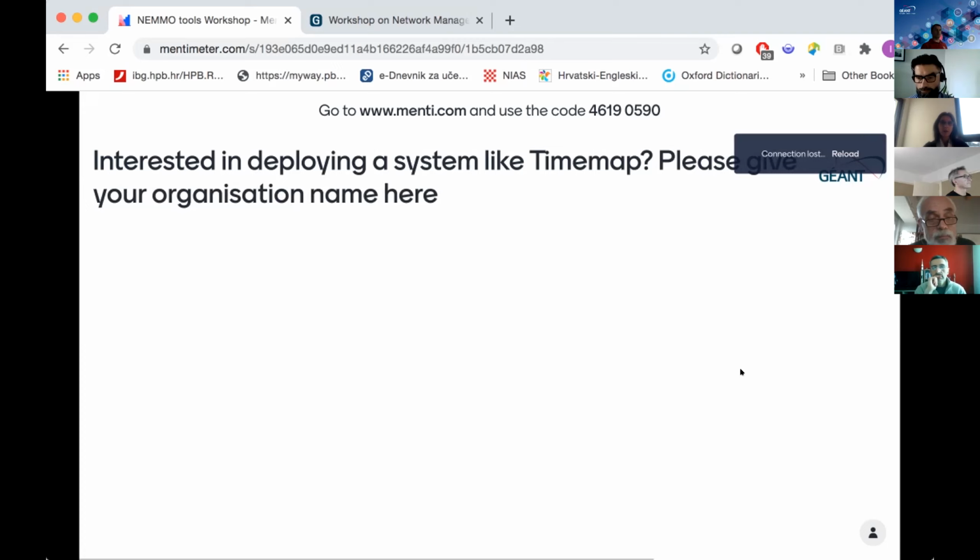Also, as Claudio said, this Timemap is being integrated with the GÉANT measurement system. So it will become one of the functionalities that GÉANT is providing. And then it is yet to be determined if other NRENs will also implement it, so that at the end we might create the overall map that will include both the GÉANT network and individual NRENs. So thanks for this comment. Let's move to the next question.